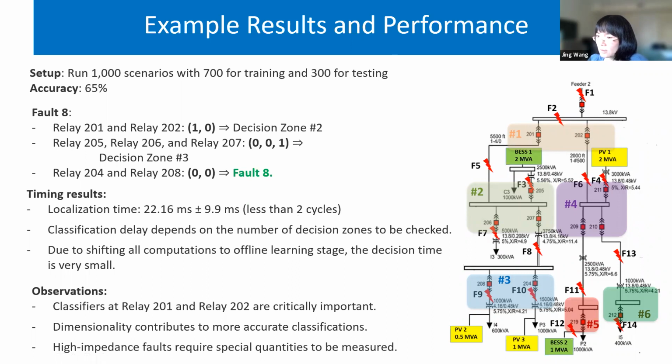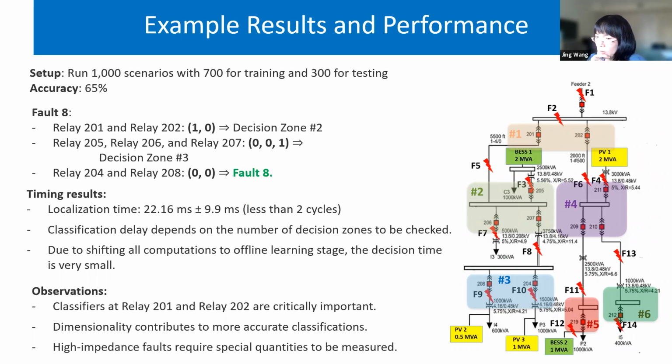And the classification delay actually depends on how many decision zones need to be checked. If only one zone is checked, the delay is much lower. If the fault is at the end of the feeder, many zones need to be checked, so the time is relatively longer. The advantage of this approach is that the heavy burden is shifted to the offline training, so the decision-making time is very short. That's important for detection because we need to respond accurately and fast.